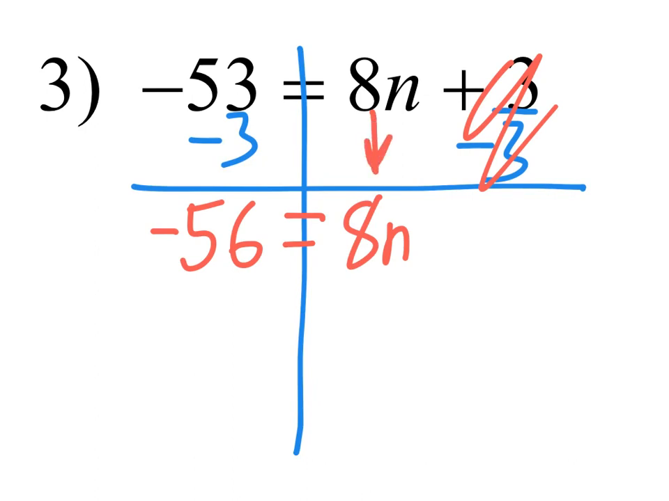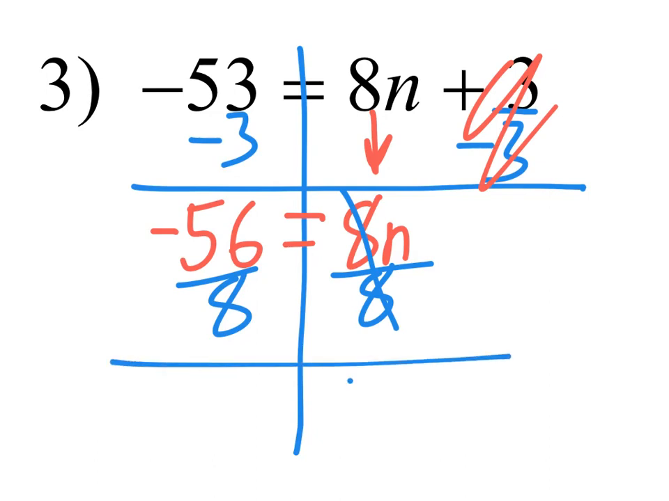To finish this one up, we've got multiplication on the right side, so I'm going to divide both sides by 8. These two cancel, and I'm now left with n on the right side, and negative 56 divided by 8 is going to be negative 7.